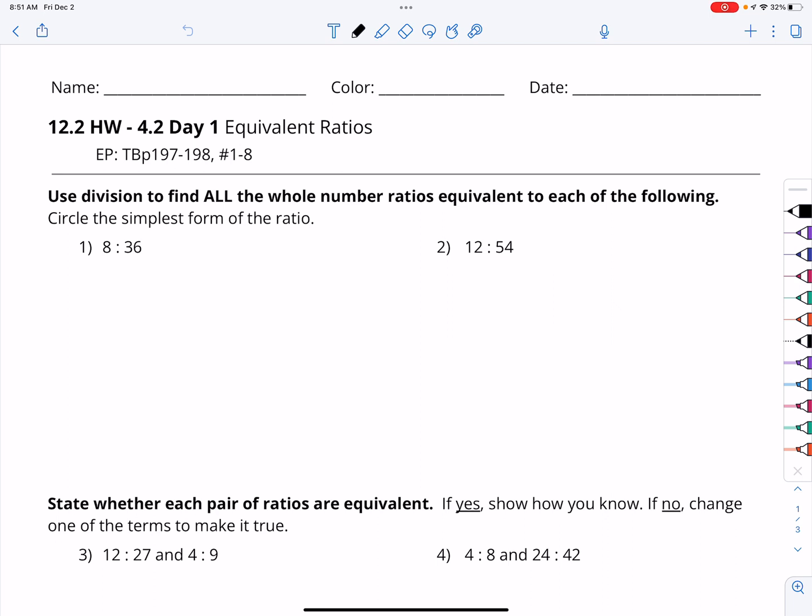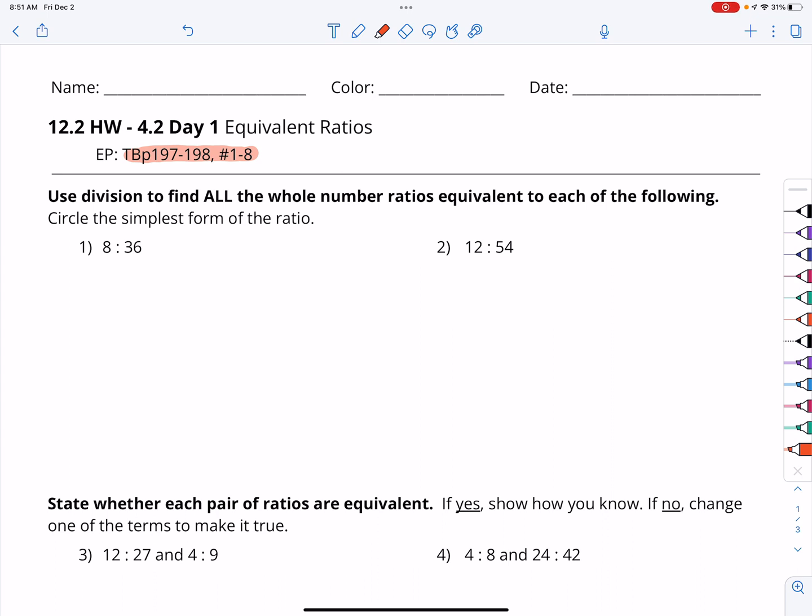This is the solution video for the homework for Chapter 2, Lesson 2, Day 1, Equivalent Ratios. Remember that at the end of this video, if you would like some more practice, you can check out textbook pages 197 and 198. That's the independent practice for this lesson, and focus on problems 1 through 8.